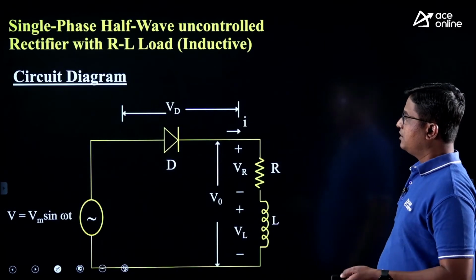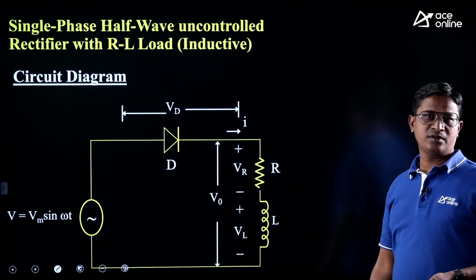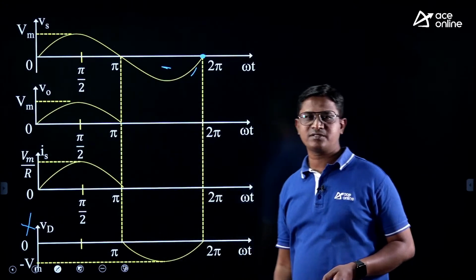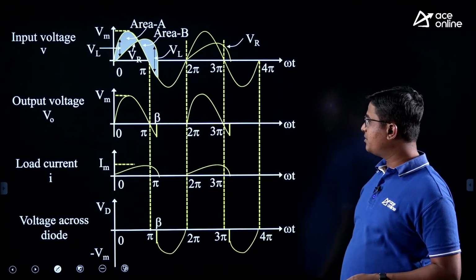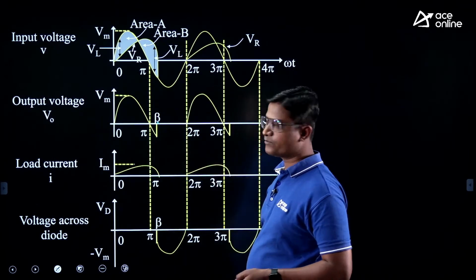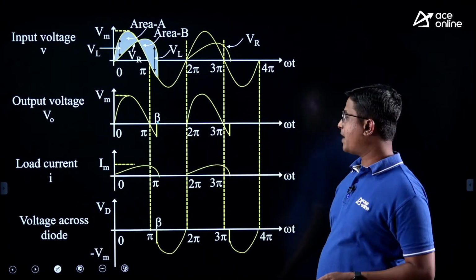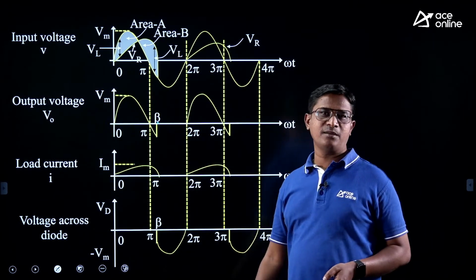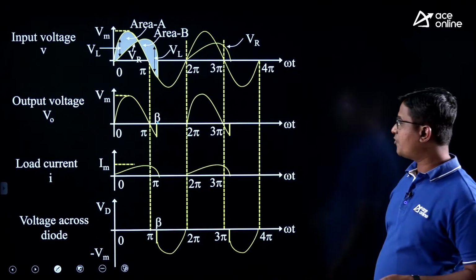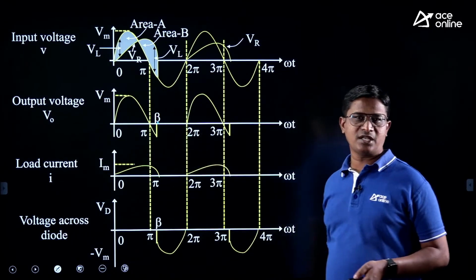Next, RL load. For resistive load, we get this type of waveform. For RL load, what is the difference? For RL load, you will get some negative pulse also in output. From pi to beta, beta is known as which angle? Beta is the extinction angle. So for RL load, you will get the negative pulse in output.